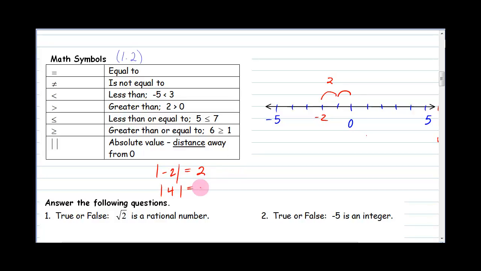How about the absolute value of 4? Here on my number line, I know that 4 is right here. So if I wanted to say how far am I away from 0, I could say 1, 2, 3, 4. I am 4 places away from 0, so therefore the absolute value of 4 is 4. Every time you have an answer for absolute value, when you're only evaluating the absolute value, your answer will always be positive because distance is always positive.